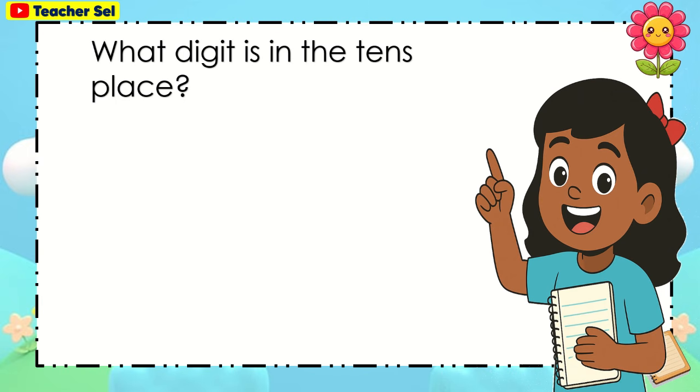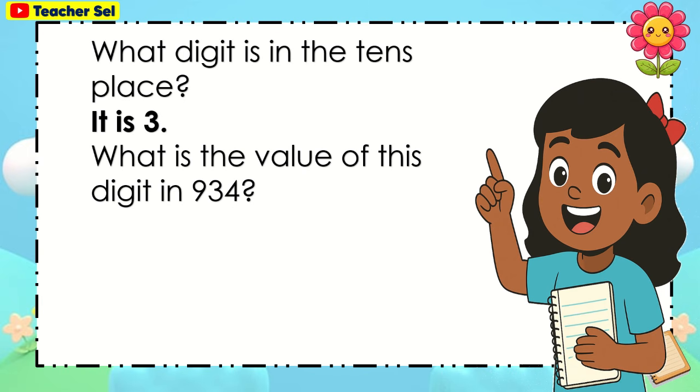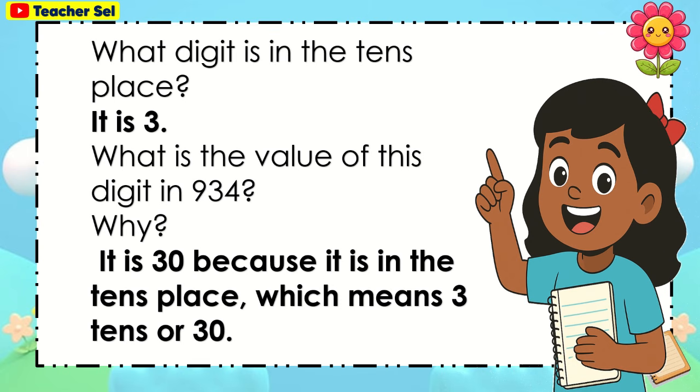What digit is in the tens place? It is 3. What is the value of this digit in 934? Why? It is 30 because it is in the tens place, which means 3 tens or 30.